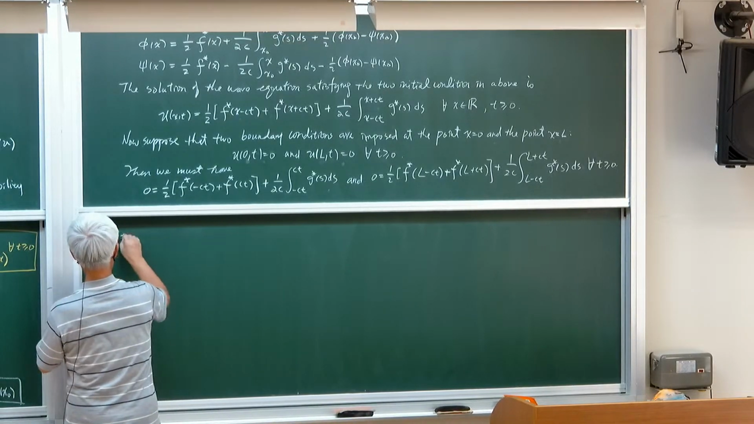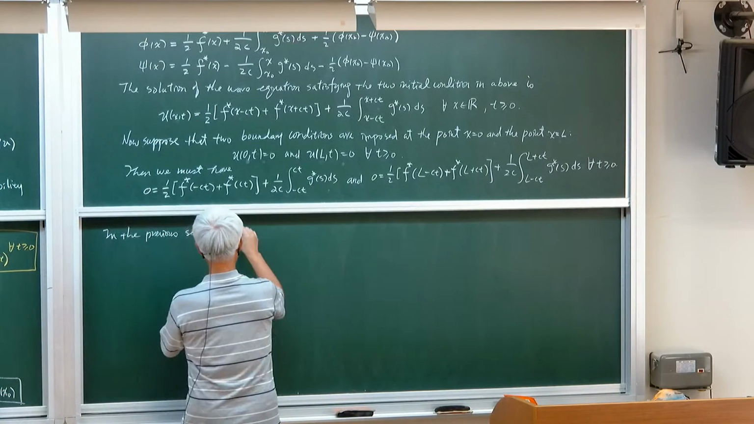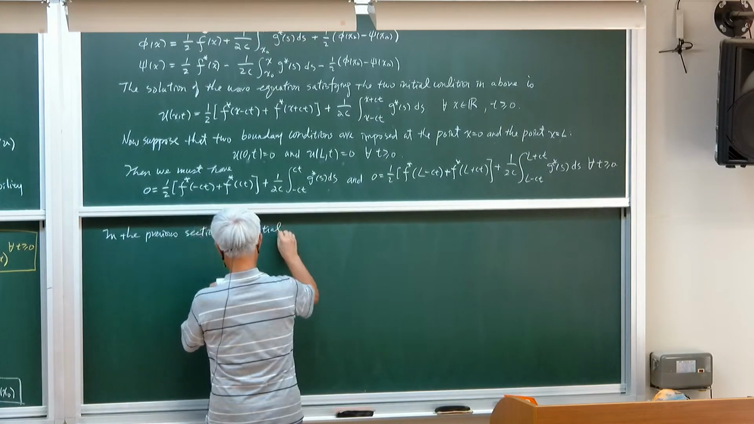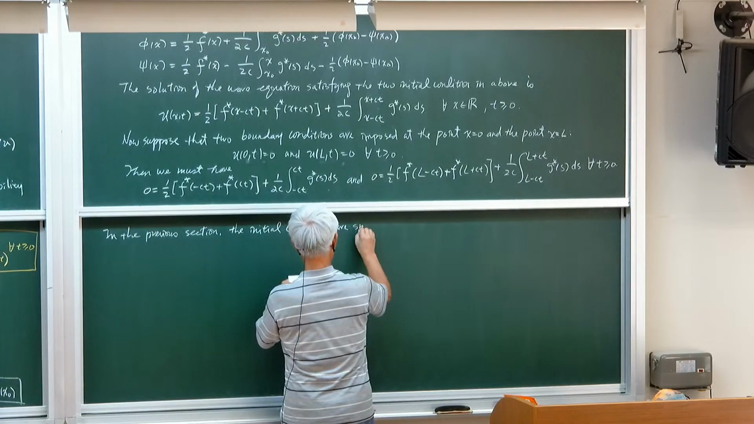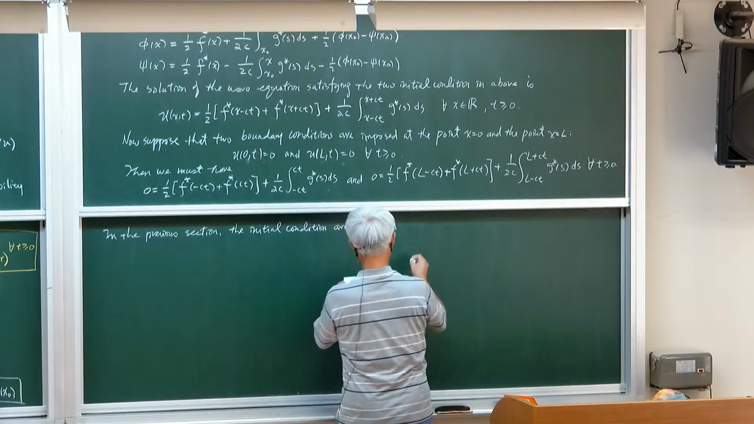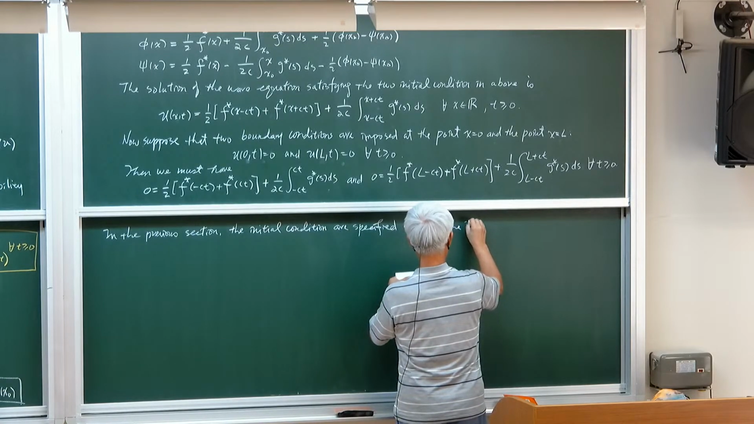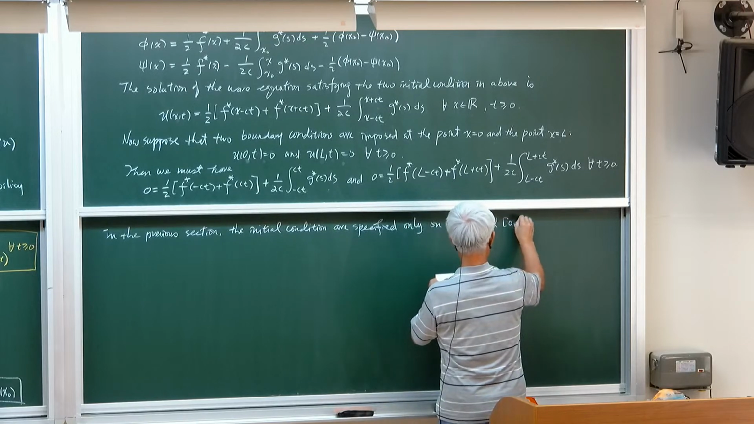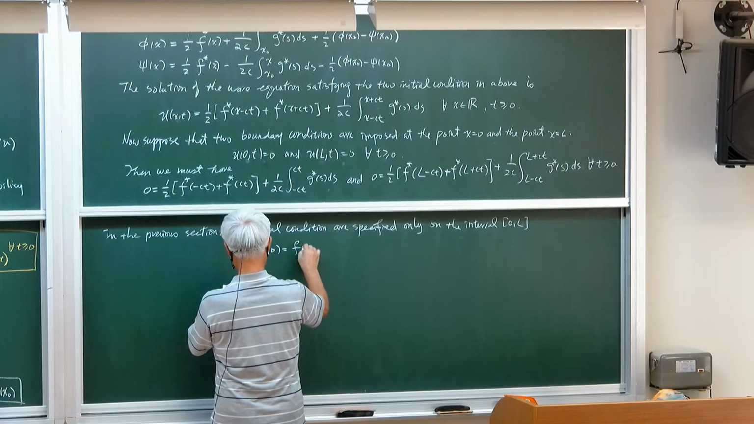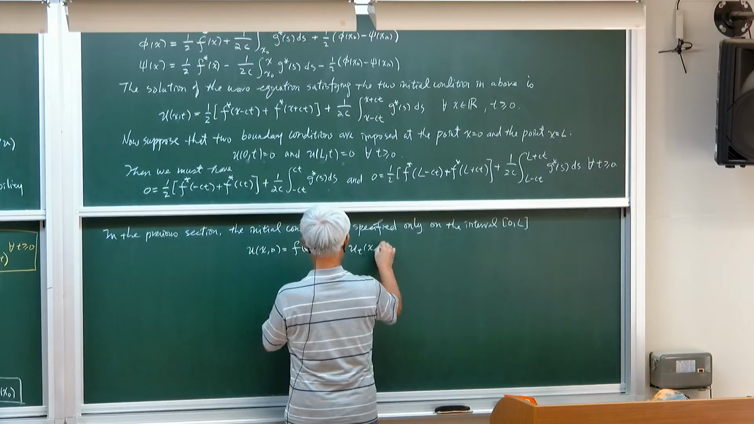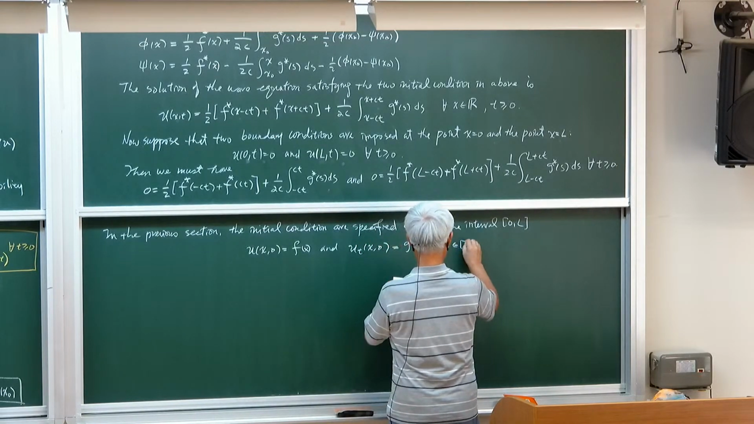Now, in the previous section, the initial conditions are specified only on the interval 0 to L. So we specify the initial conditions u equal to f of x and u_t equal to g of x for all x in 0 to L.